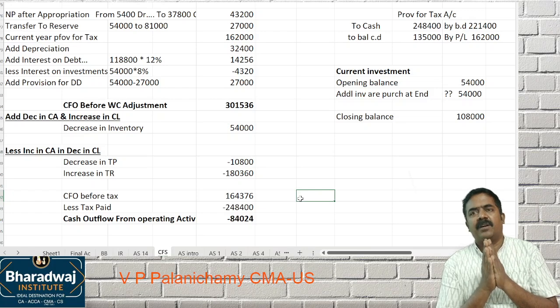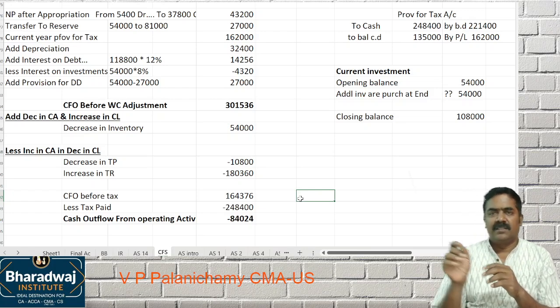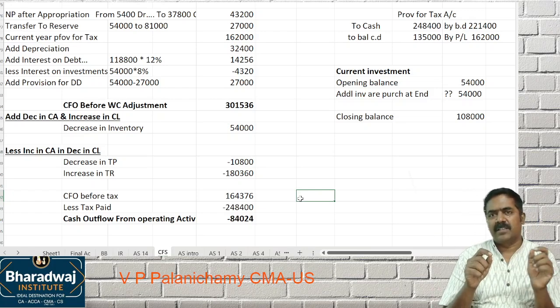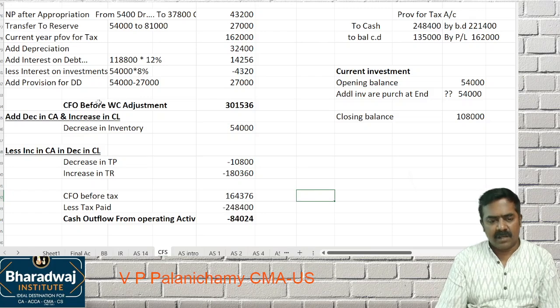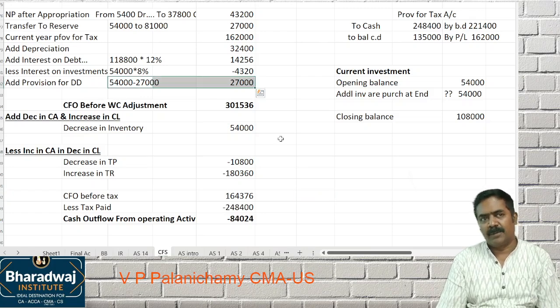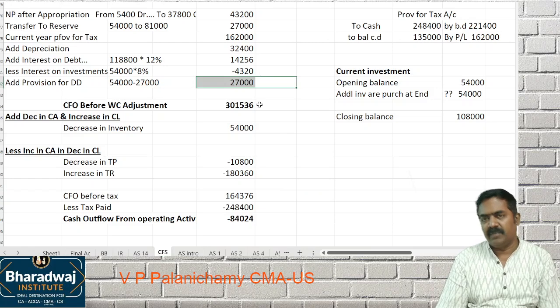Normally, in the P&L account, what do we charge? Closing balance provision required minus opening balance. Net amount we charged in P&L account. That's a non-cash item we add back.